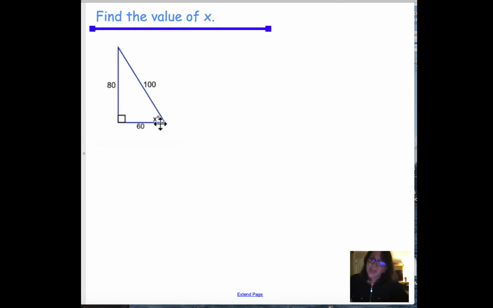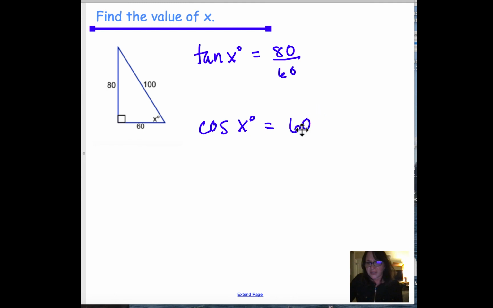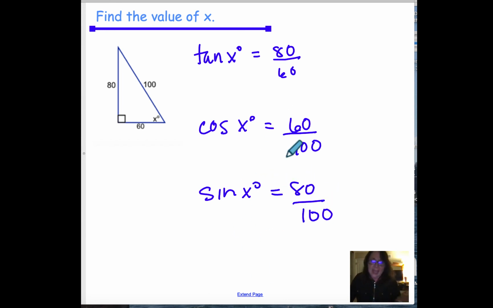Find the value of x. This is asking me for an angle, which means that, because I have all three sides, I can use any sine, cosine, or tangent. For example, I can say tangent of angle x is equal to the opposite side over the adjacent. Or I could say cosine of angle x is equal to the adjacent side over the hypotenuse. Or I could say sine of angle x is equal to the opposite side over the hypotenuse. And for any of these, I do have to use arc.